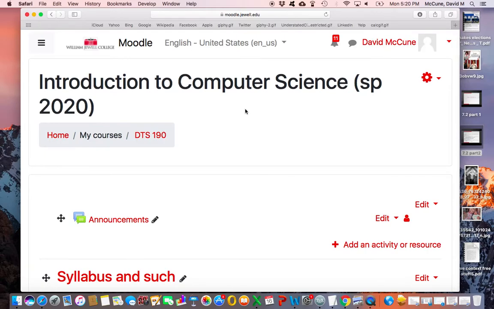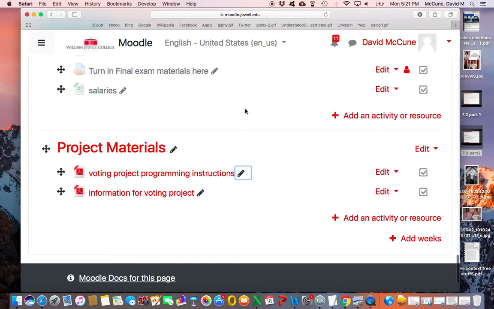So let's start on the Moodle page. I'm at the top of the Moodle page now. If I scroll all the way down, there is a section called Project Materials. There are two documents there, two PDFs. The first one focuses on the coding requirements of this project. What does your code itself need to look like? The second document is background information that gives some vocabulary and just sets up the problem you're going to solve.